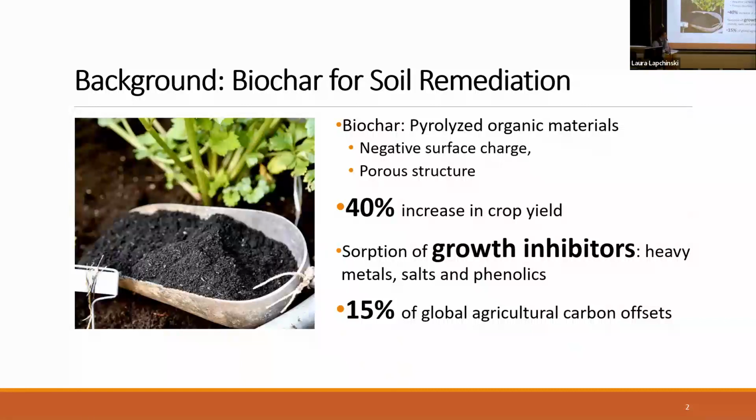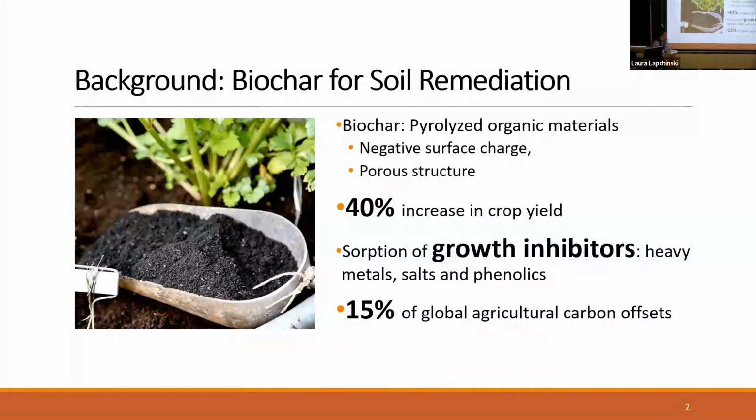So first, let's take a look at what is biochar. Well, biochar is a form of organic material that's produced through a heat-treated process or pyrolysis. It typically carries a negative surface charge as well as having a very porous surface makeup. So using biochar as a form of soil remediation has accumulated a good amount of research attention in the past decade because existing literature has found a 40% increase in crop yield when we integrate biochar into soil remediation.